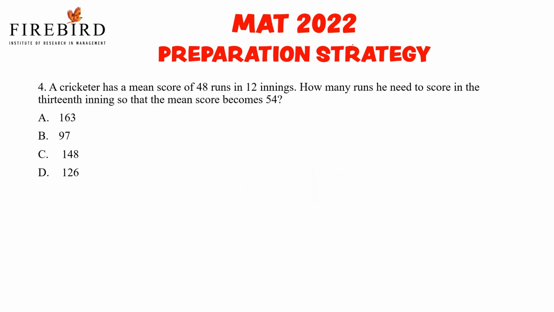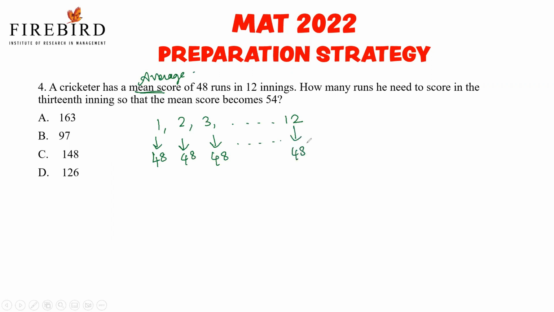See here, this is very interesting. A cricketer has a mean score of 48 runs. Just imagine that mean is nothing but average. A cricketer has a mean average score of 48 runs in 12 innings. Let us consider first innings, second innings, third innings, up to 12 innings. If his average is 48, we will consider he scores at least 48. It is not mandatory that he scores exactly 48. So his scores will be around 48 in each of his innings.